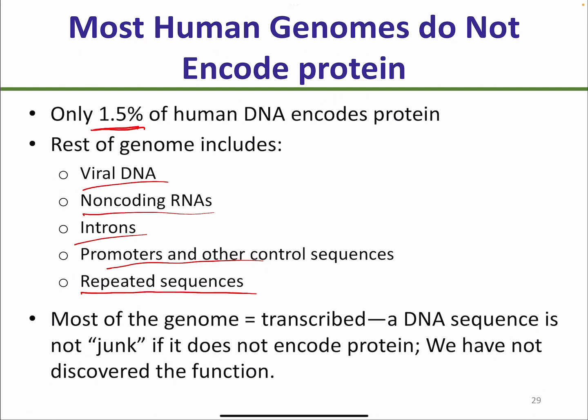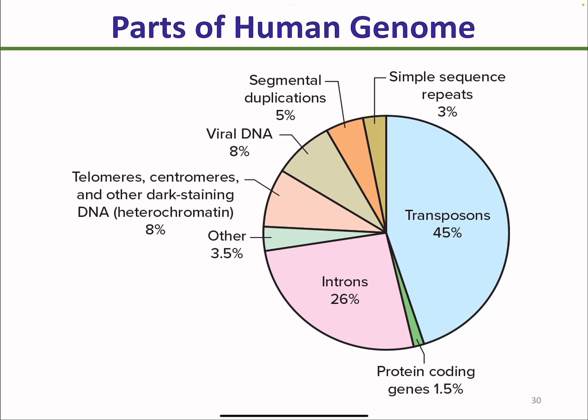Two, the reason we may think it's junk DNA is that we don't have a good understanding of the role of all these DNA sequences. But with time, we are getting to a better understanding. So now we know that while only 1.5% of the human genome accounts for proteins, 8% accounts for viral DNA, which is DNA that comes from previous infections.